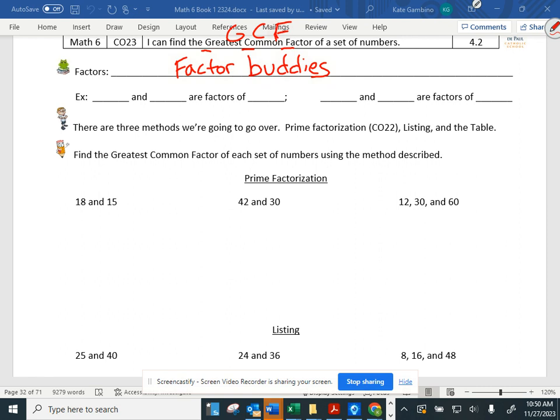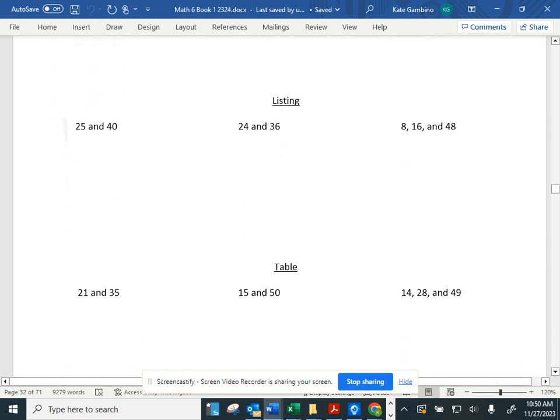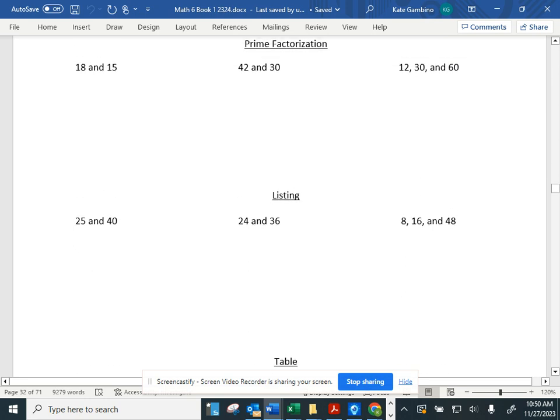So when we want to find the greatest common factor, we could use different methods to get it. So think back to when you did this homework page. What helped you? Which method did you like? Did you like using prime factorization? Did you like using the listing method or the table method?